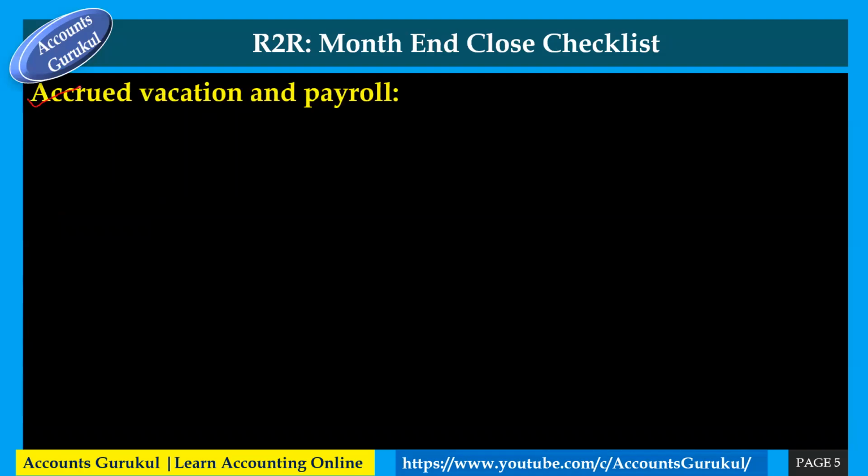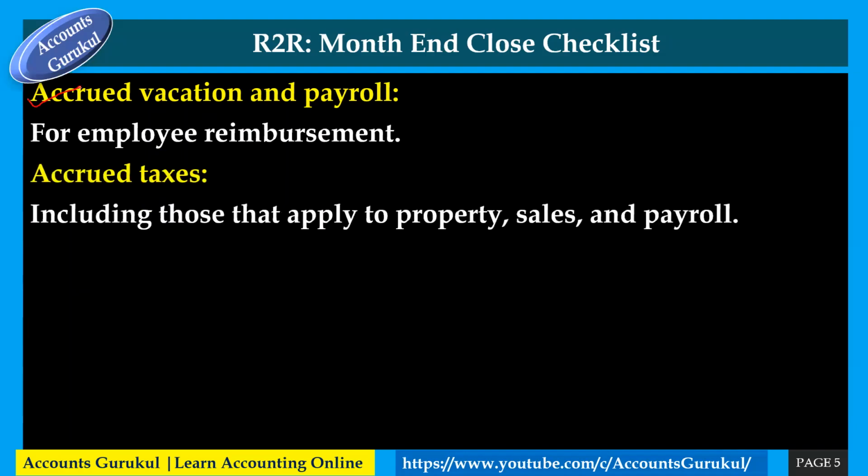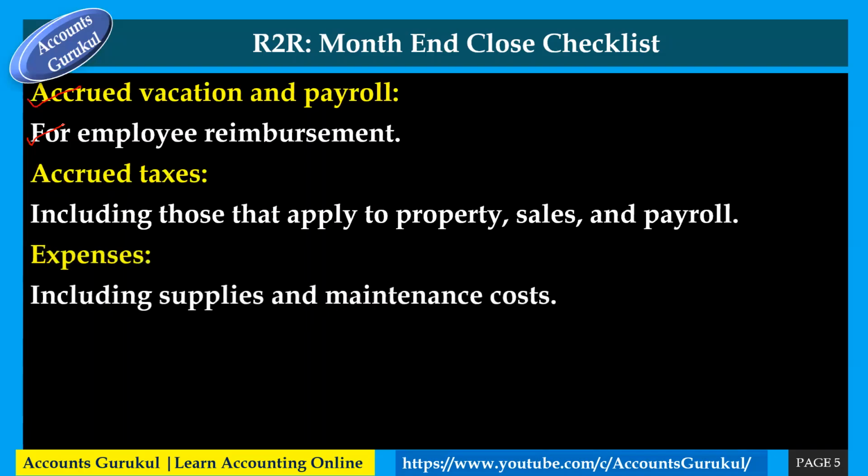Accrued vacation and payroll. For employee reimbursement, accrued taxes, including those that apply to property, sales, and payroll. So before that, accrued vacations and payroll. Related to the payroll entries, salary related journal entries, or if your employees are on vacation, if there is any entry related to them, we have to take it into the systems, as well as any reimbursement of expenses. If employees are on travel, then we need to have provisions in the books. Accrued taxes, including those that apply to property, sales, and payroll. So related to payroll taxes, sales taxes, or property taxes, if any taxes are accrued, then we have to take the entry for that as well. Expenses, including supply and maintenance cost.